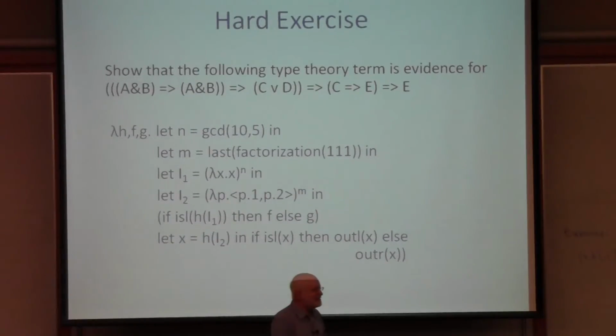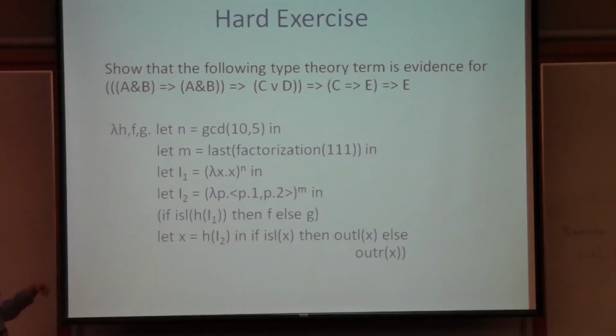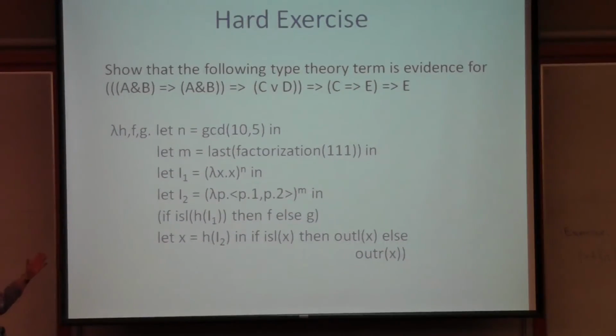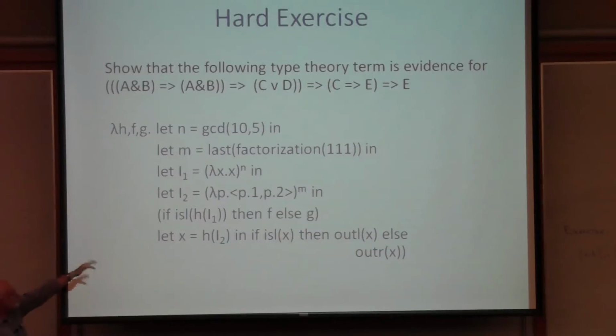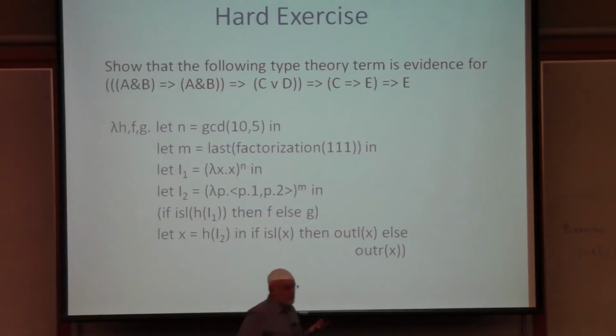So here's a hard exercise. Here's a piece of evidence, a real piece of evidence for that formula up there. This is what you can see in Nuprl. I used an ML-like notation for it, but there it is. That's an evidence term. So you've got H, F, and G. Let N be the greatest common divisor of 10 and 5. In the factorization, finding the least factor of 111. Then let I1 be the iteration of the identity function n times. Let I2 be the iteration of that parent function m times in this term. So that's an evidence term.